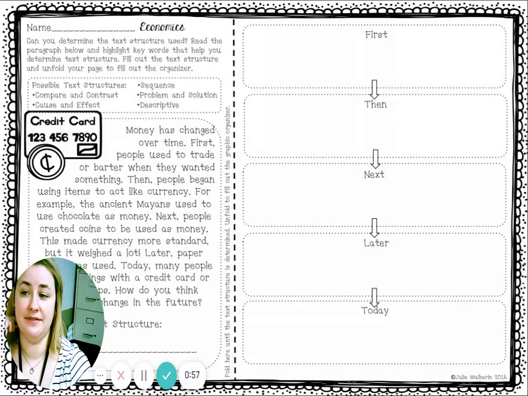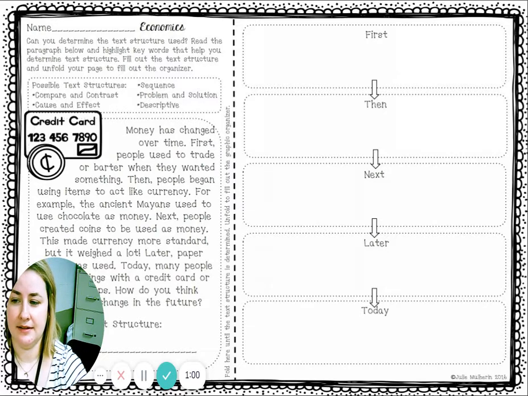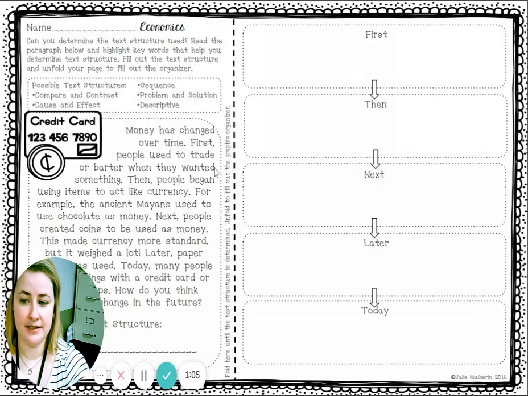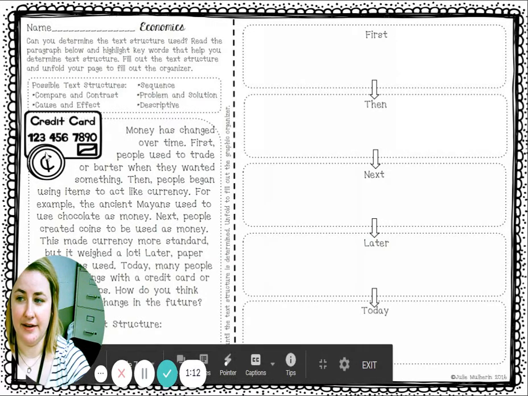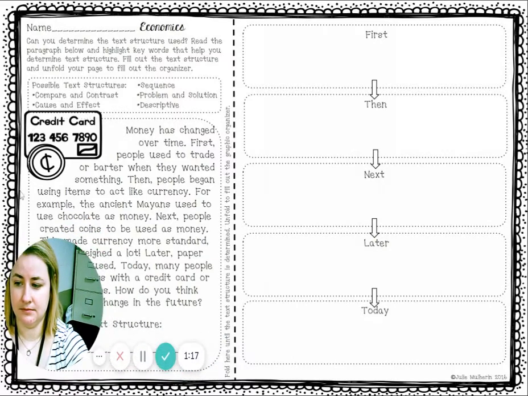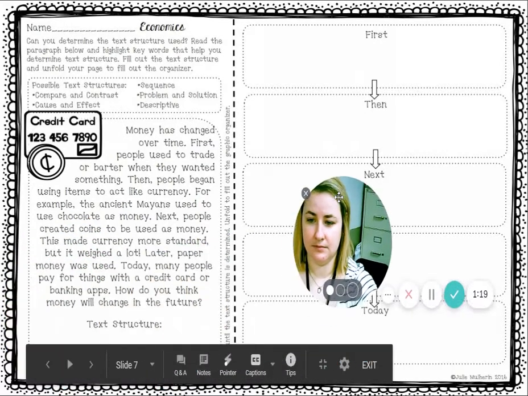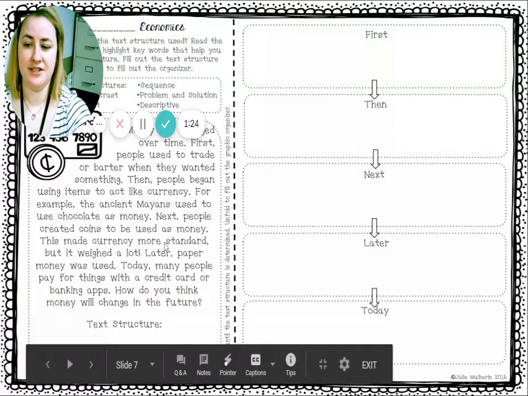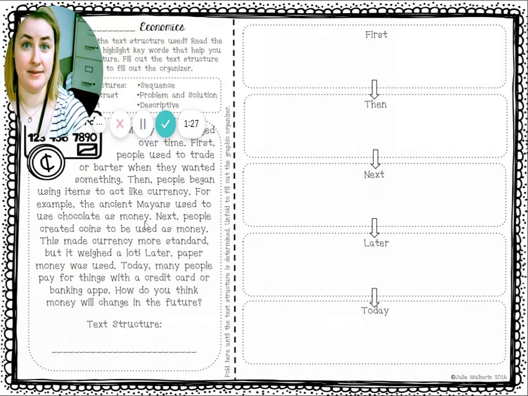So here's a little example of that. So, reading here. Money has changed over time. First, people used to trade or barter when they wanted something. Then, people began using items to act like currency. For example, the ancient Mayans used to use chocolate as money. Next, people created coins to be used as money.